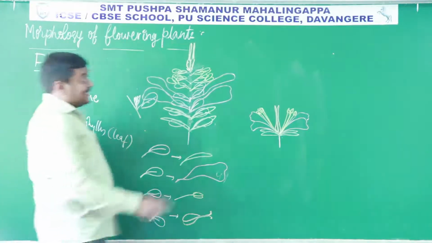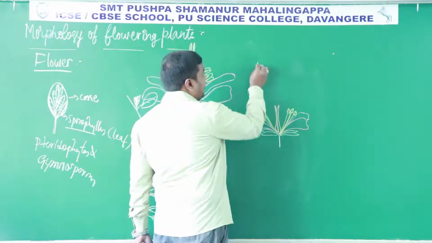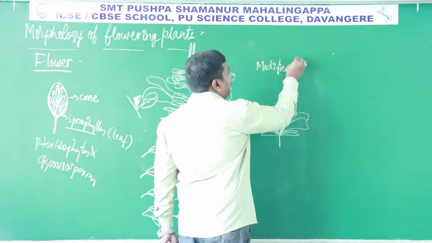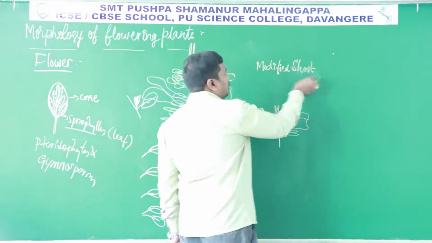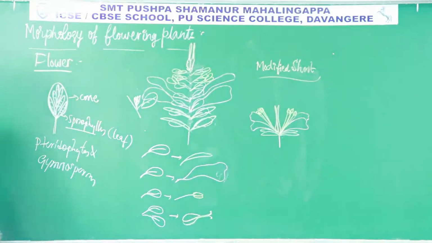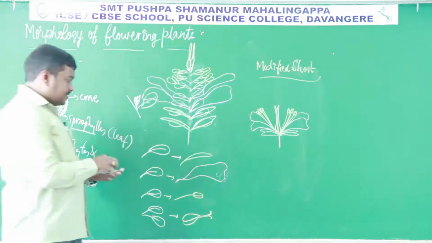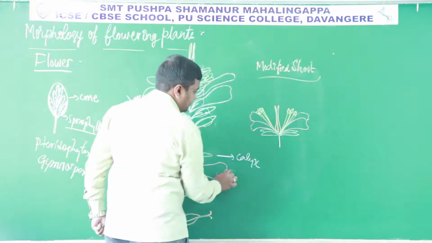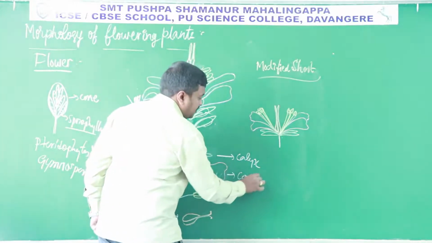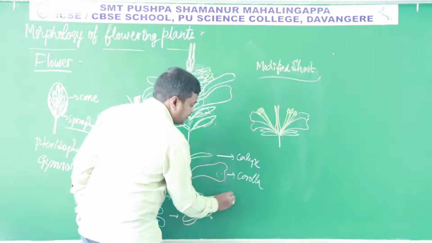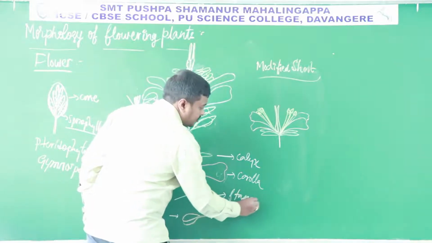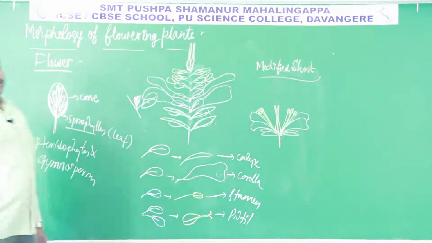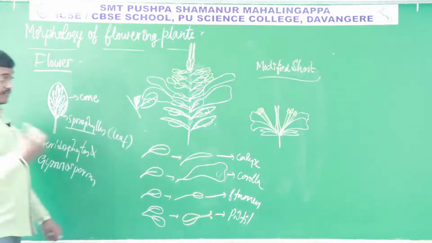Okay, so this is the reason why flower is said to be modified shoot. It is modified shoot. Shoot system is modified into different appendages of a flower. So this appendage is called as calyx, this appendage is corolla, this appendage is stamen, this appendage is pistil. Okay, so different leaves are modified into different structures of a flower.